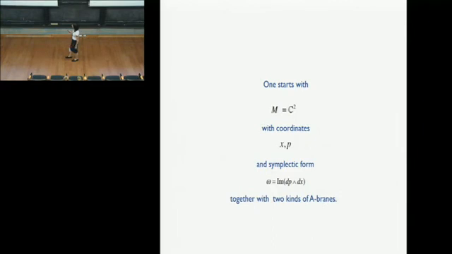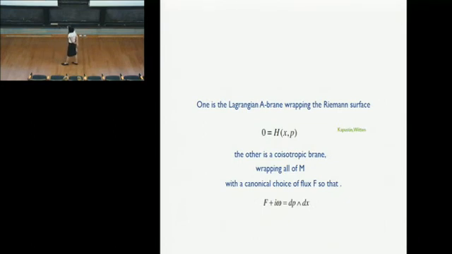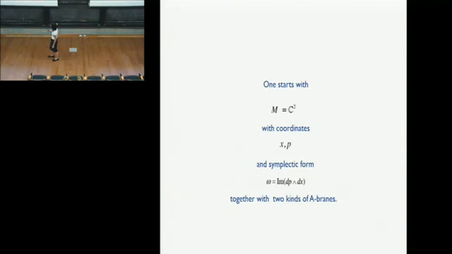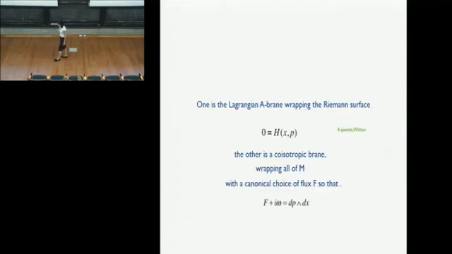One starts with C^2 with coordinates x and p, and symplectic form, imaginary part of dp dx, together with two kinds of A-branes. One of these branes is a Lagrangian A-brane wrapping the Riemann surface. This is Lagrangian with respect to this symplectic form. The symplectic form restricted to it vanishes. And the other brane is more exotic.